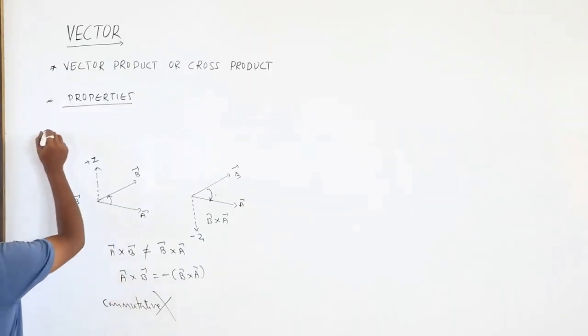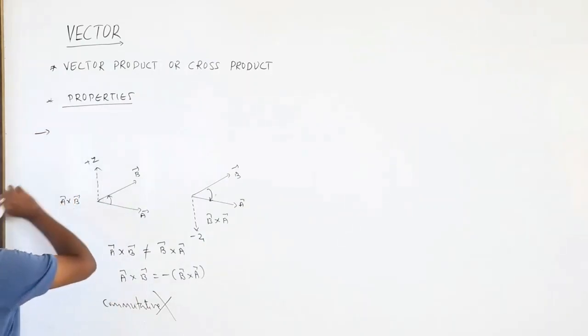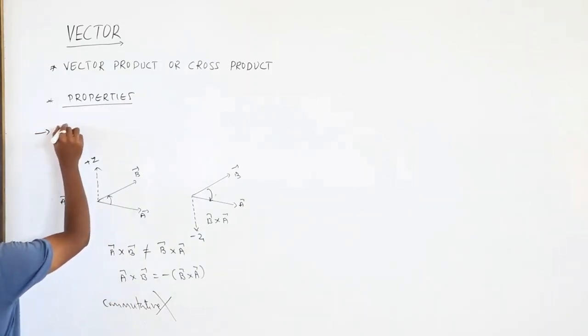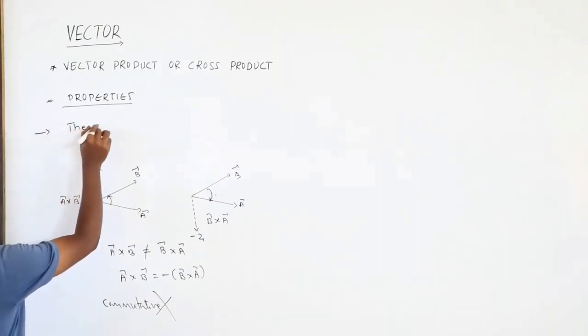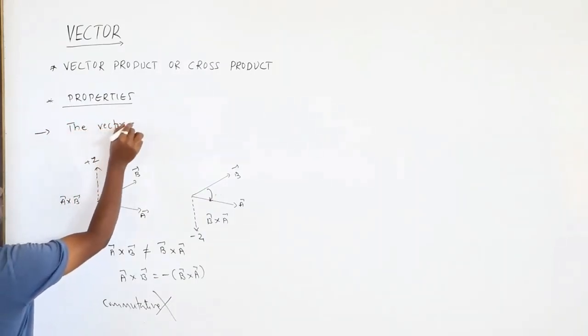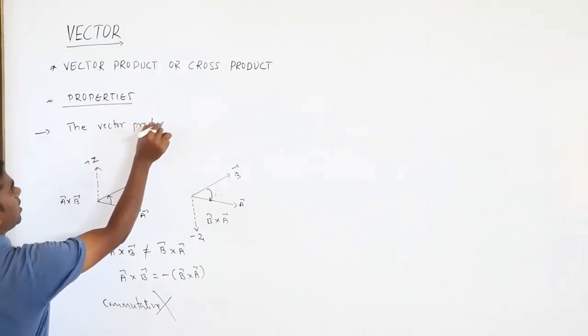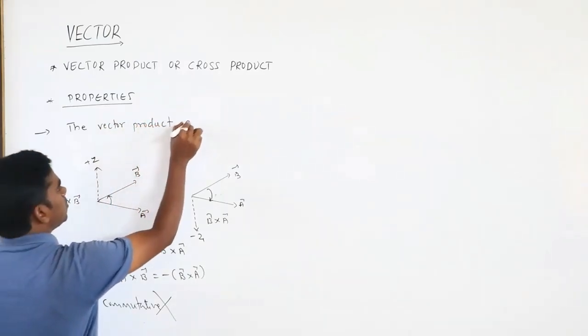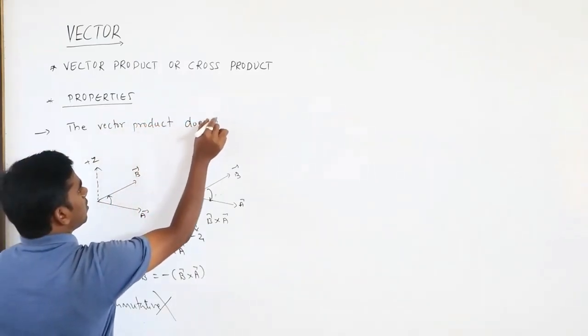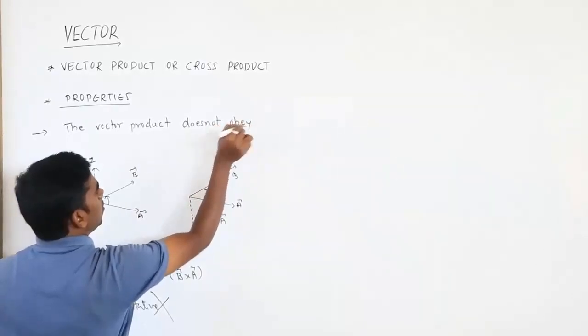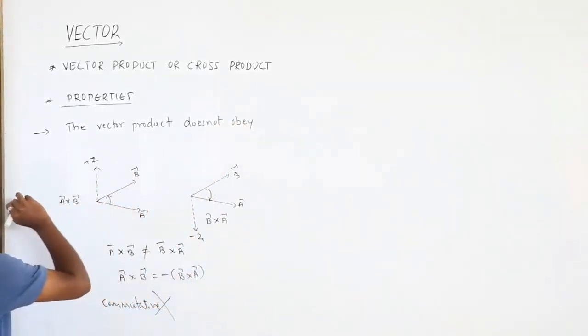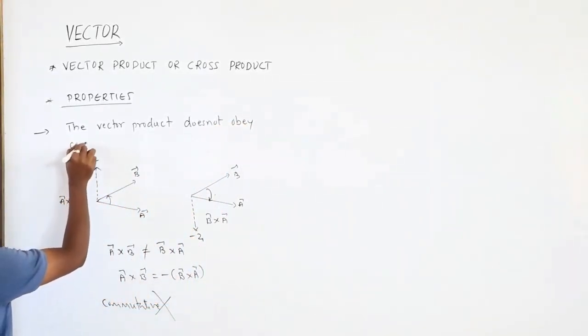Okay, so that is our first point. What you can write is the commutative law: the vector product or cross product does not obey commutative law.